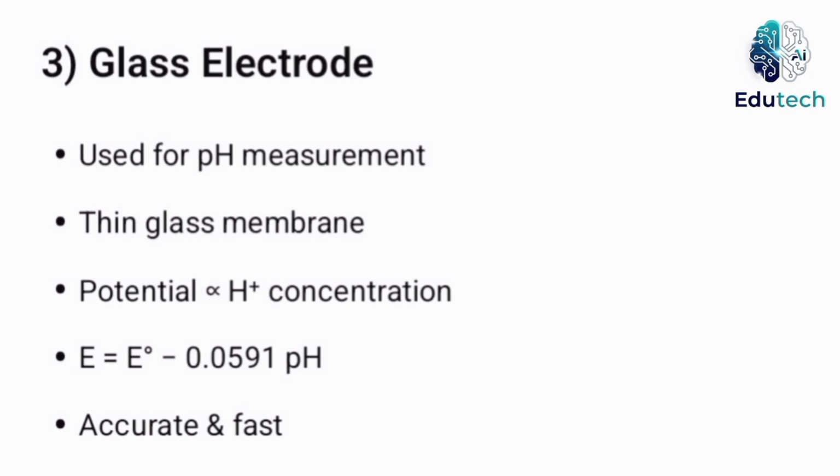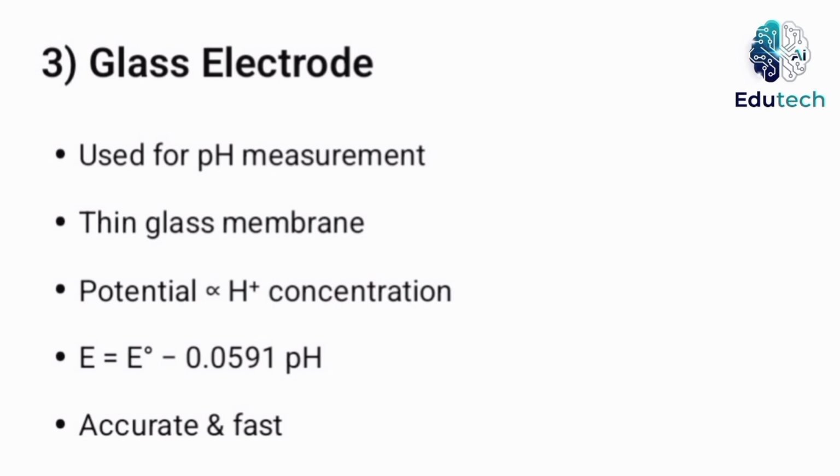Explain construction and working of glass electrode for pH measurement. The glass electrode is an important ion selective electrode used for measuring pH. It consists of a thin glass bulb filled with a known concentration of HCl solution and an internal Hg or HgCl reference electrode. The glass membrane is sensitive to hydrogen ions. When the electrode is dipped into a test solution, the hydrogen ions exchange with metal ions present in the glass membrane, producing a potential difference across the membrane.